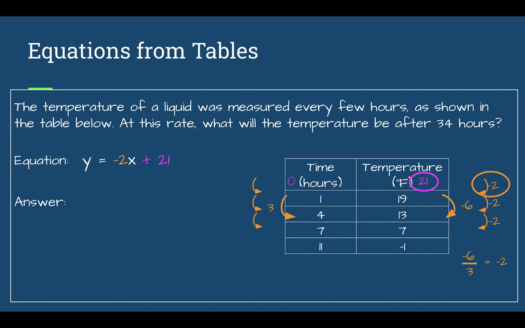To get my answer to the question that it's asking, so what will the temperature be after 34 hours, I'm going to use that equation, and then hours is our time. That is our x value. So I need to plug in 34 for x. If I substitute in 34, now I can simplify it out. So y must have been equal to -47, and our units were degrees Fahrenheit.